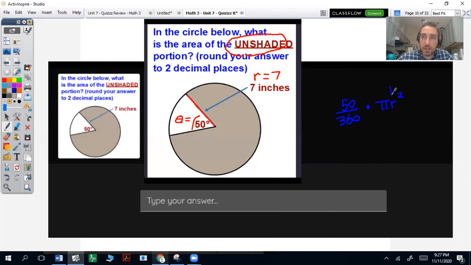So you get 21.38, and just put that answer in. You don't have to worry about putting the unit in, just put 21.38 as the number. Oh, round these all to 2 decimal places. Next question.